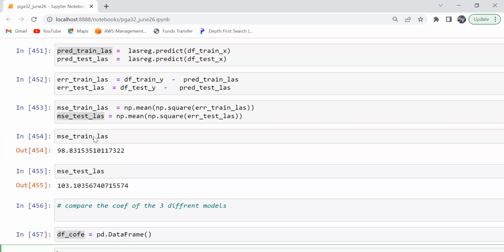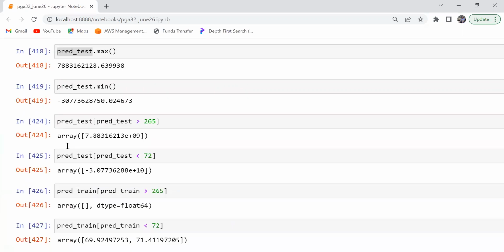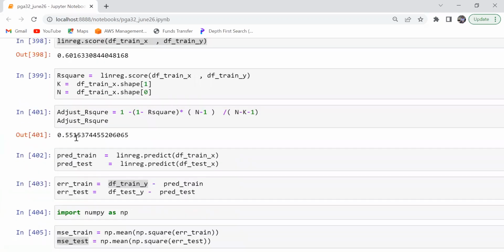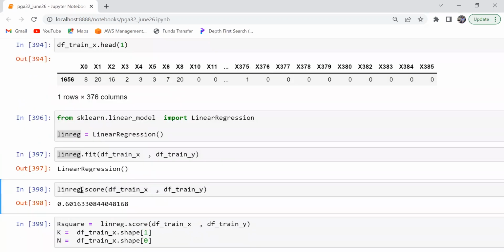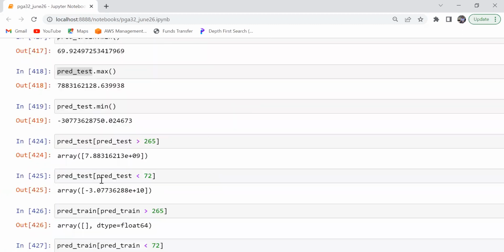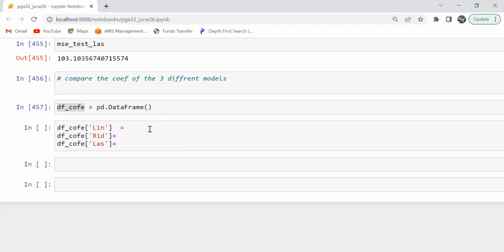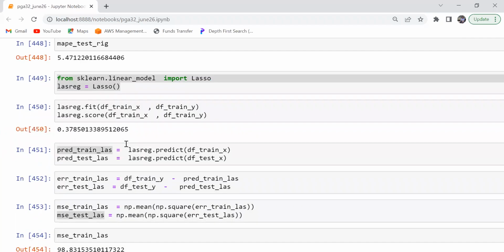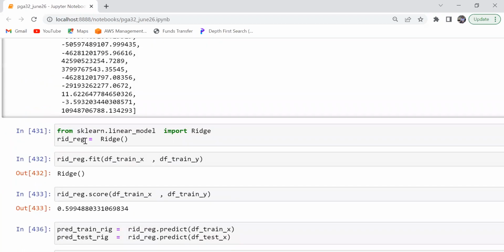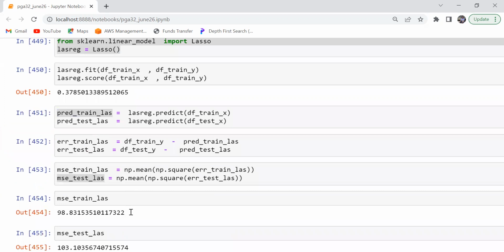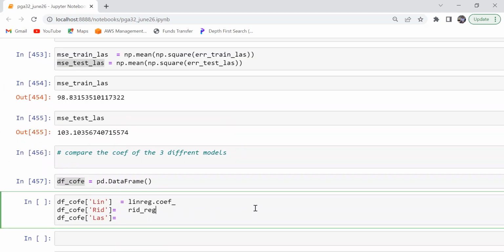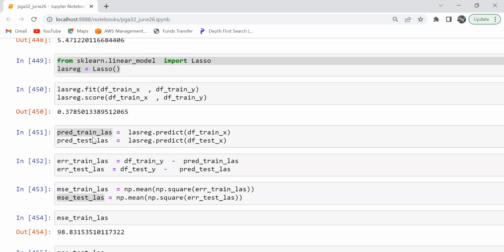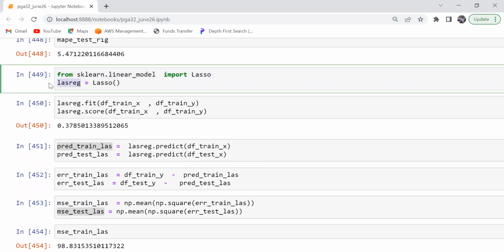Now what I'll do is, what was my model name? My model name was linear regression. Linear regression .coef. And what was the name of my ridge model? Ridge underscore regression. And the name of my lasso model was lasso regression.